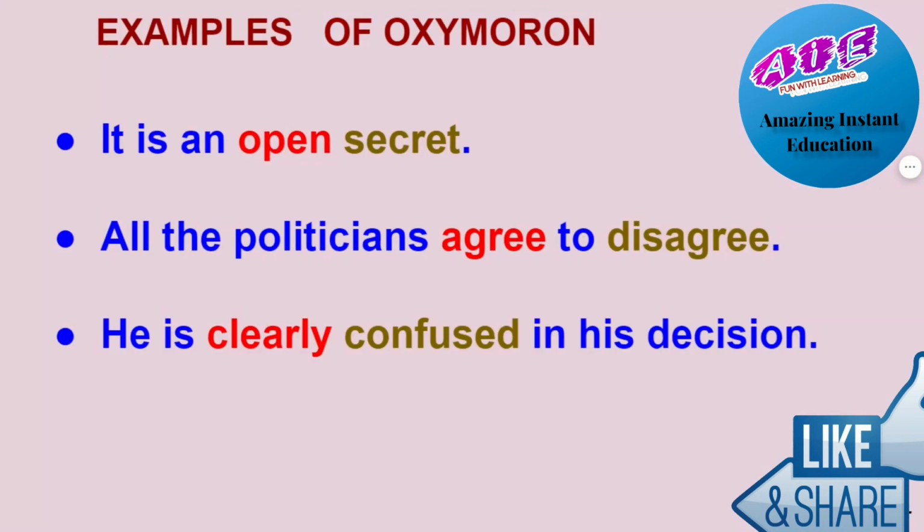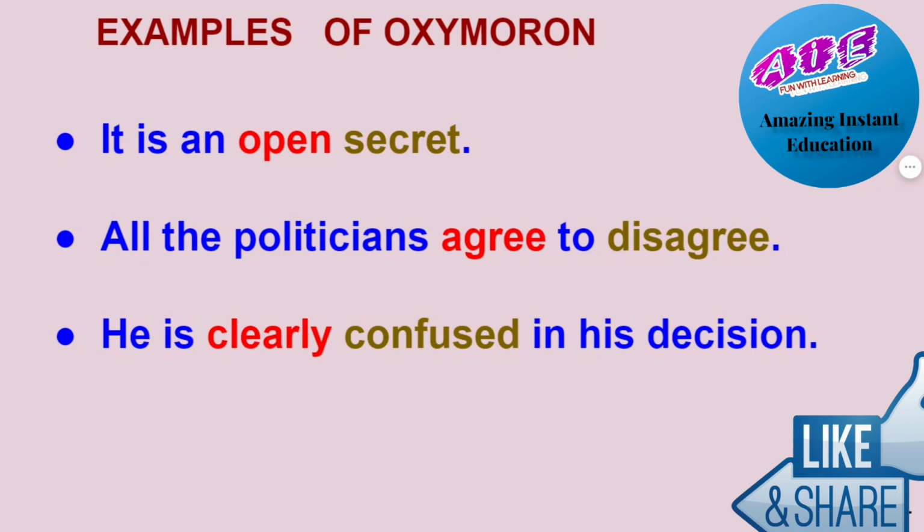Let's see an example of them. It is an open secret. Here, you can see two opposite words in the same sentence. So, open and secret. If it is secret, it cannot be open. And if it is in the open, then it cannot be secret. So, it is an oxymoron.